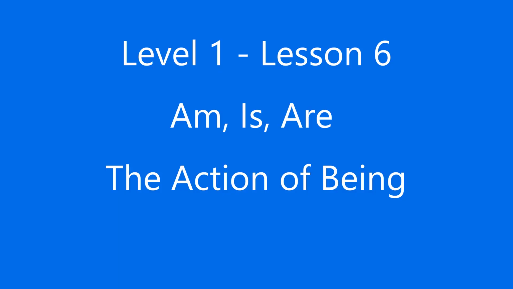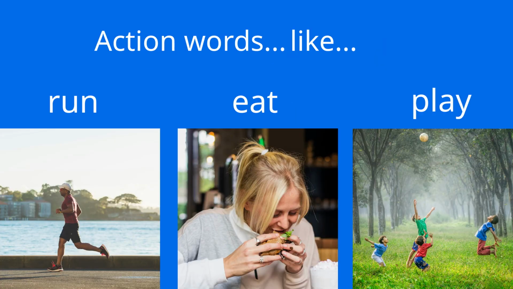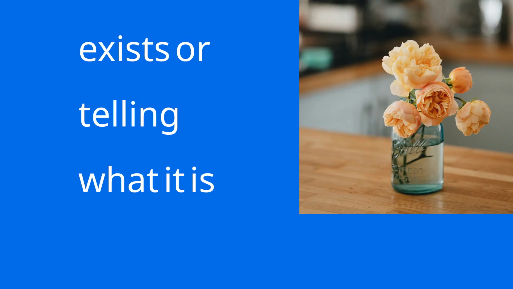These are special words. They help us say who we are, what something is, or how something is. So far, we have learned action words, words like run, eat, play. But not every sentence has an action like running or eating. Sometimes we are just saying that something exists or telling what it is. For this, English uses the words am, is, are.